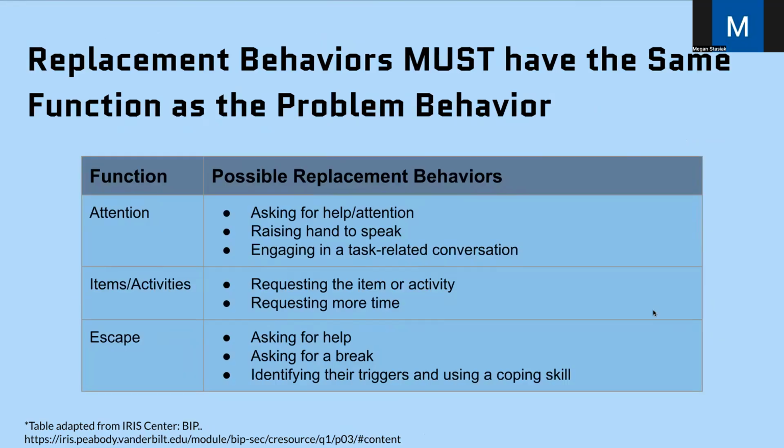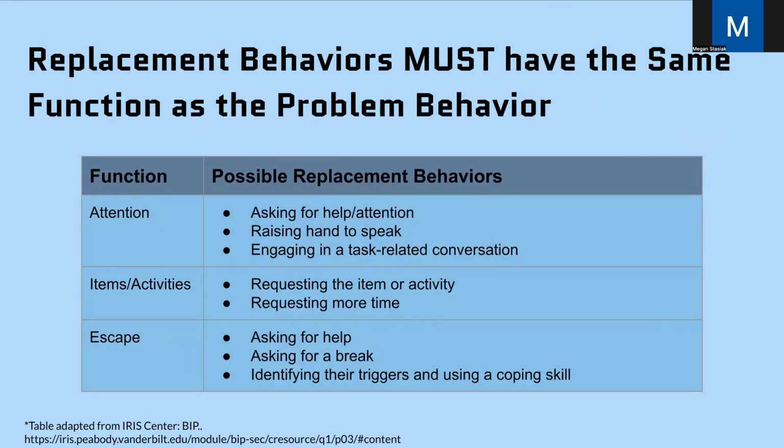Some examples of functions and possible replacement behaviors. And again, this is just a few. There are many, many more options. But if a function is tension, maybe asking for help or attention could be a replacement behavior. Maybe learning to raise their hand. Maybe engaging in a task-related conversation.